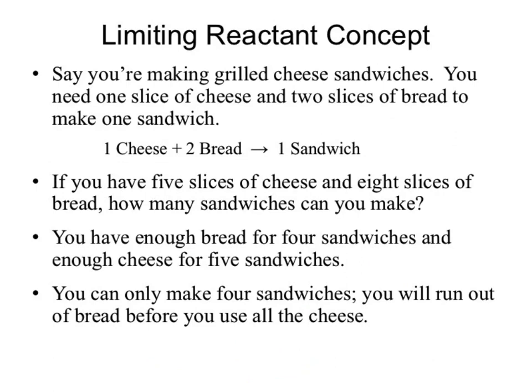We had 8 slices of bread, right? Yep. And 5 slices of cheese. Well, 5 slices of cheese is the smaller number, so that's the limiting one, isn't it? No. The small starting number does not necessarily mean that's going to be the smallest amount produced. It all depends on the equation.